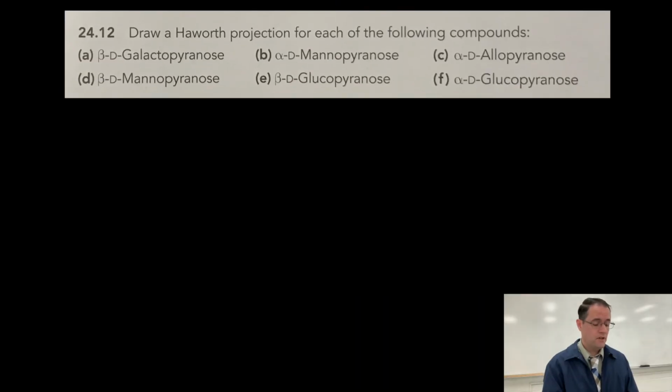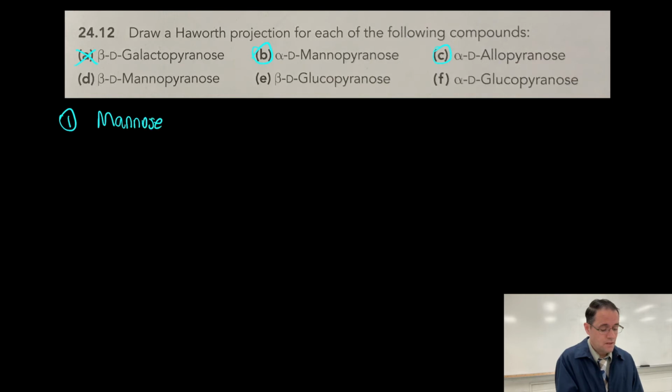Problem 12, draw a Haworth projection for each of the following compounds. Beta D galactopyranose, okay, we just basically did that, but we did the alpha isomer, so I don't want to do that one. Let's do this new sugar, alpha D mannopyranose, okay? And let's do this new one, alpha D allopyranose, okay? So the first thing you need to do is look up mannose and draw the Fischer projection for this.